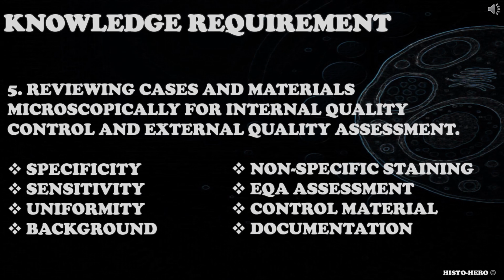The fifth knowledge requirement is for you to review cases and material microscopically for internal quality control and external quality control. How would you assess quality of relevant demonstration methods? What control material does your laboratory use for each demonstration method? How would each demonstration method be assessed by an assessor? Consider color balance and consistency, specificity of staining, uniformity of staining, presence of background staining, contamination or deposits, presence of nonspecific staining, UK NEQAS assessment criteria, control material used, documentation.